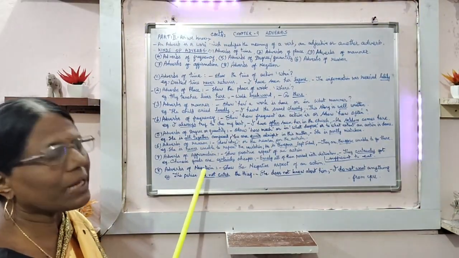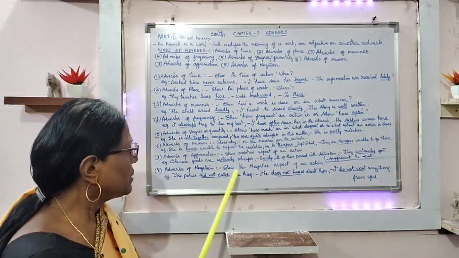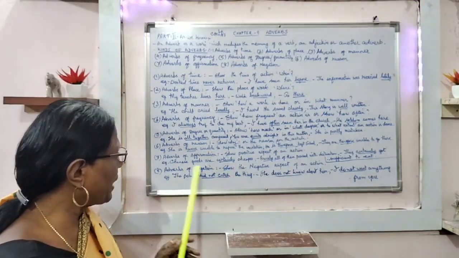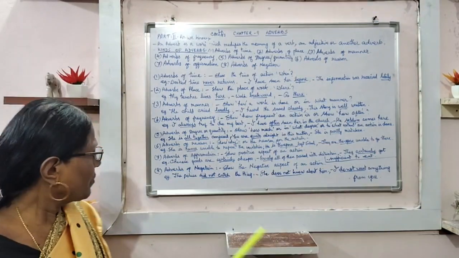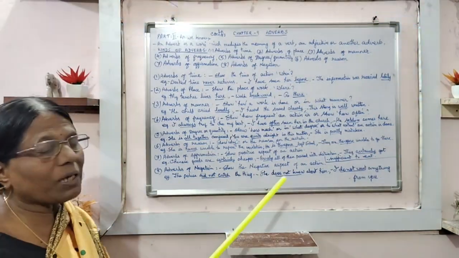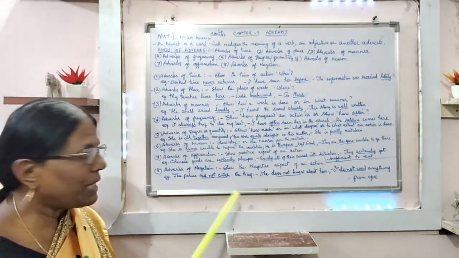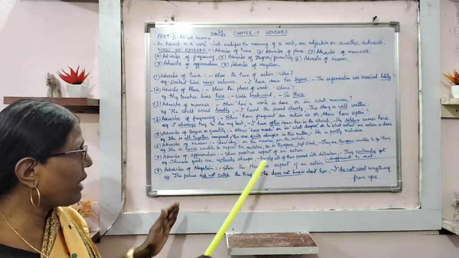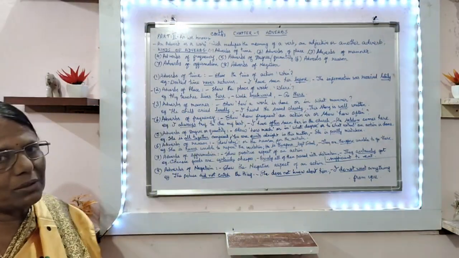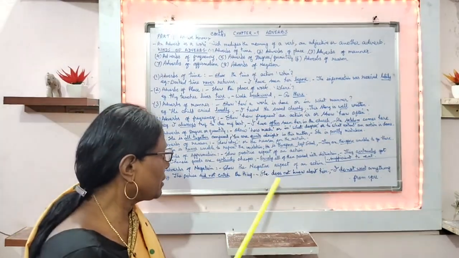The next is adverbs of negation. That is the last adverb, adverbs of negation. Adverbs of negation show the negative aspect of the action. The police did not catch the thief. Negative action is the negation, adverbs of negation.